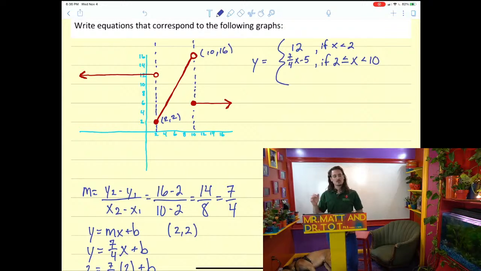The last section, I'll scroll down in a second and make sure that you have that work down. But just the last section is inclusive to the domain at x is equal to 10, and it's just a horizontal line at 6. So this guy would just be +6 if x is greater than or equal to +10.